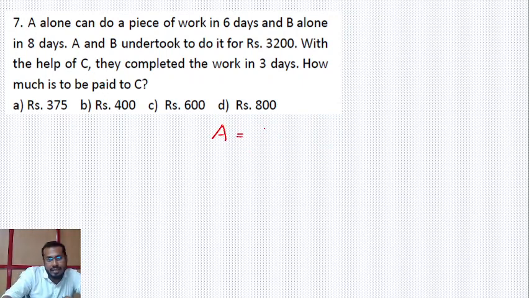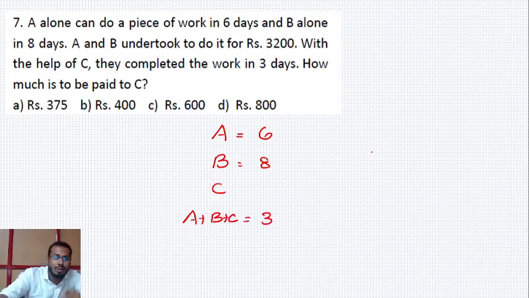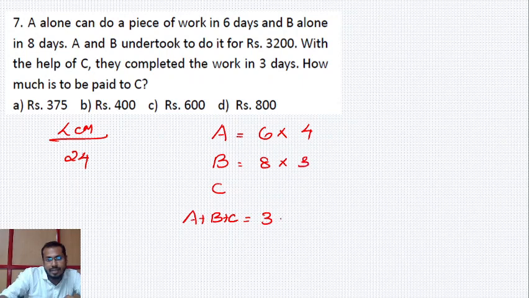A completed a work in 6 days, B completed it in 8 days, and with the help of C, so A plus B plus C, they completed it in 3 days. So what is the LCM for 6, 8, and 3? 8 times 3 is 24. 24 is the LCM. So A does 4 units, B does 3, and C does 8 units a day.